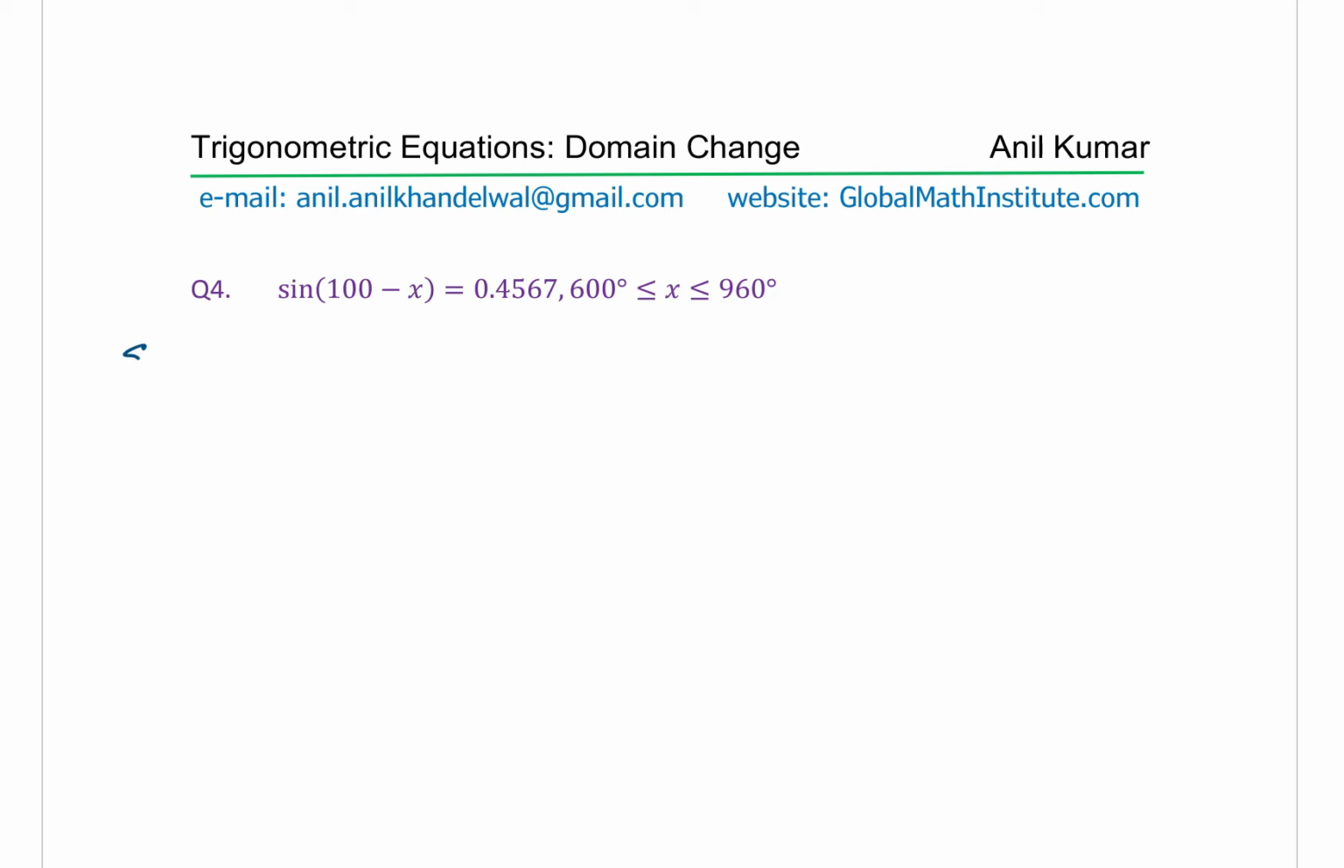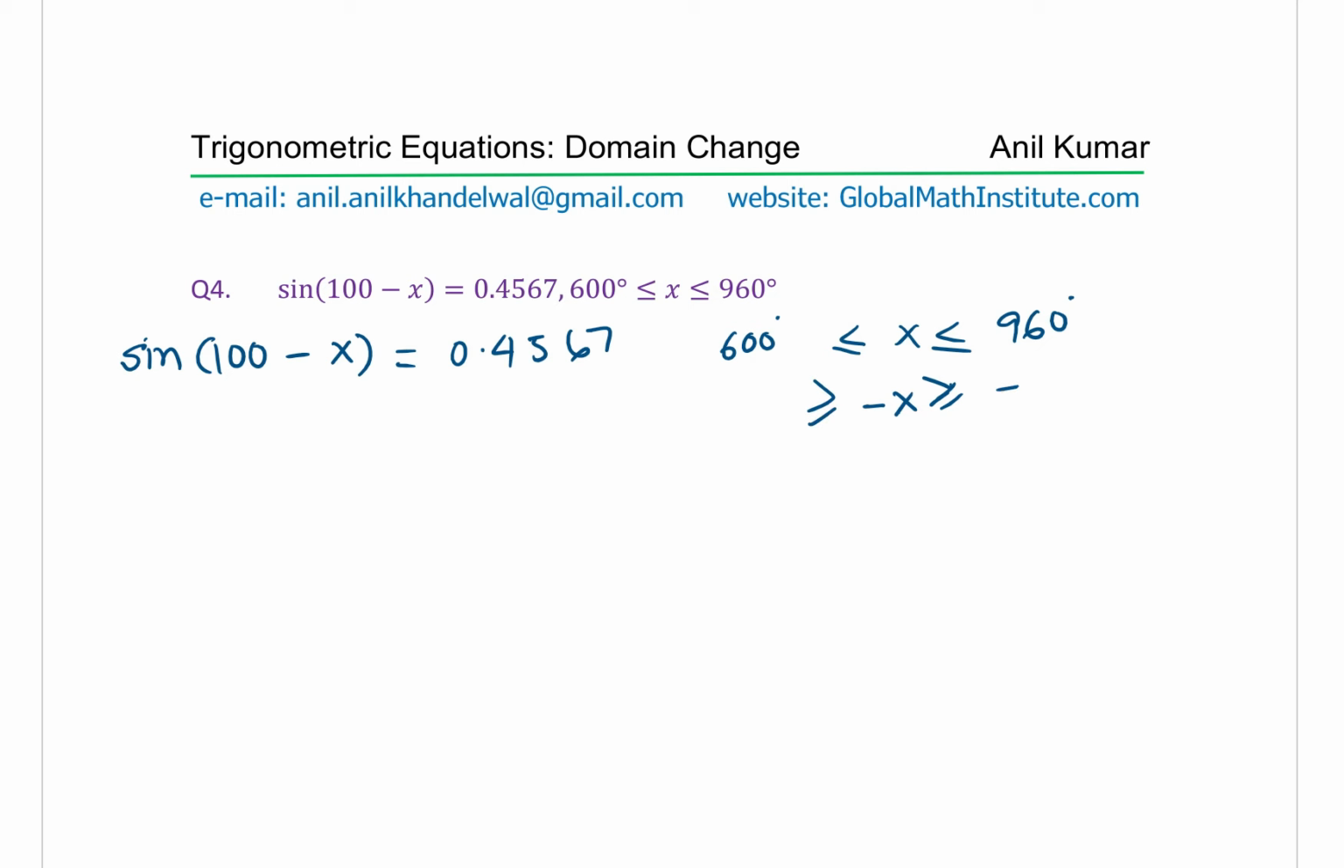We have the question as sine of 100 minus x equals 0.4567, where x is now between 600 degrees to 960 degrees. First step is to figure out what should be the domain for 100 minus x. So let's work on this. So minus x should be, we interchange the signs, right? So whenever you're doing negative, the inequality sign also changes. So we get this, it makes sense, minus 600.